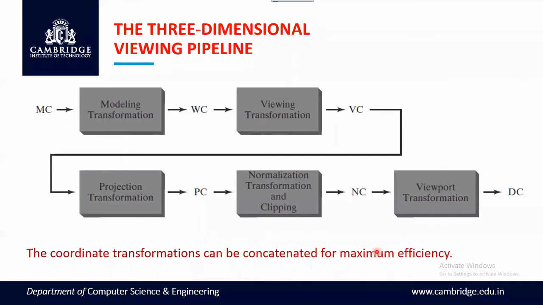The coordinate transformations can be concatenated for maximum efficiency. We convert from modeling coordinates to viewing coordinates, that is, applying the modeling transformation, then applying the viewing transformation to get the viewing coordinates, then applying the projection transformation to get the object in projection coordinates, and then applying our normalization transformation and clipping, and then applying the viewport transformation.